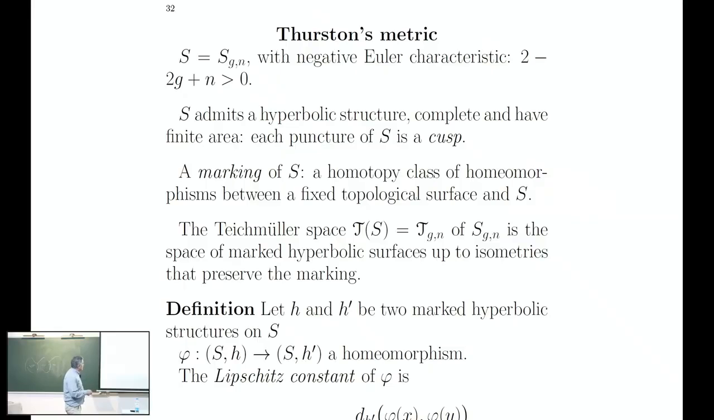And then we have this Teichmüller space of marked hyperbolic surfaces up to isometries that preserve the marking. We talked about this. If I don't put this up to isometries which preserve the marking, then I would have an infinite dimensional space.